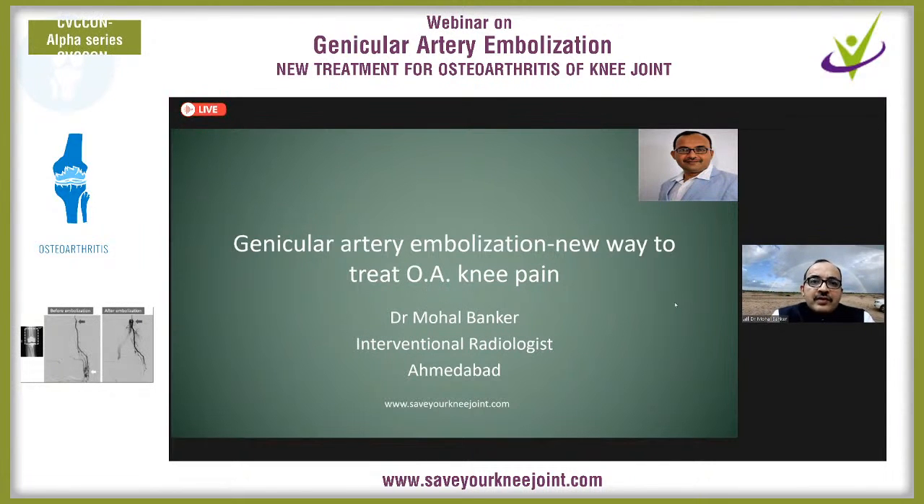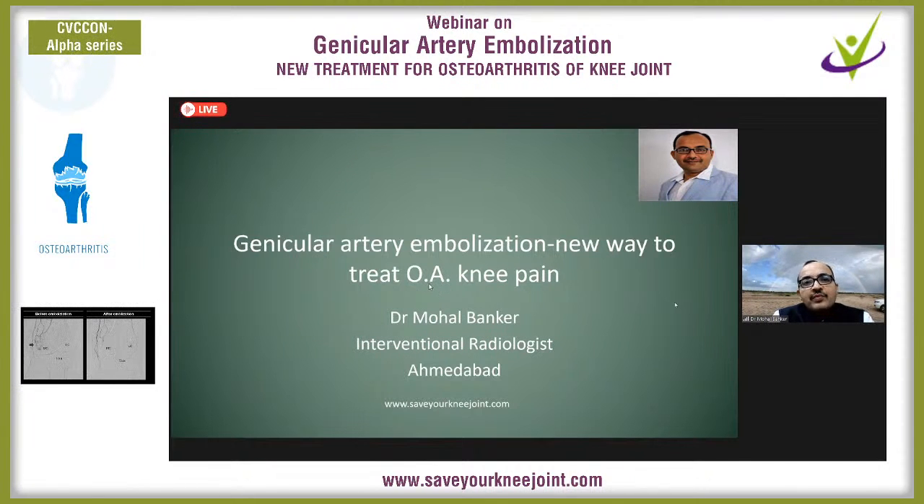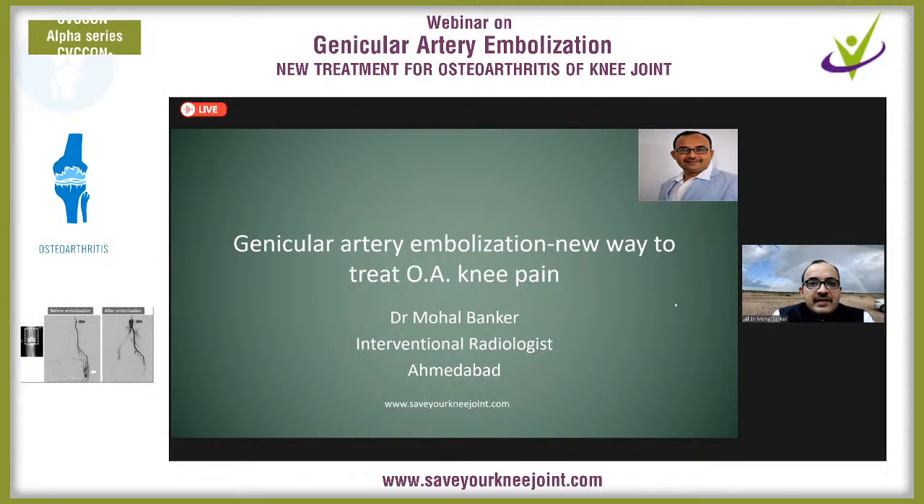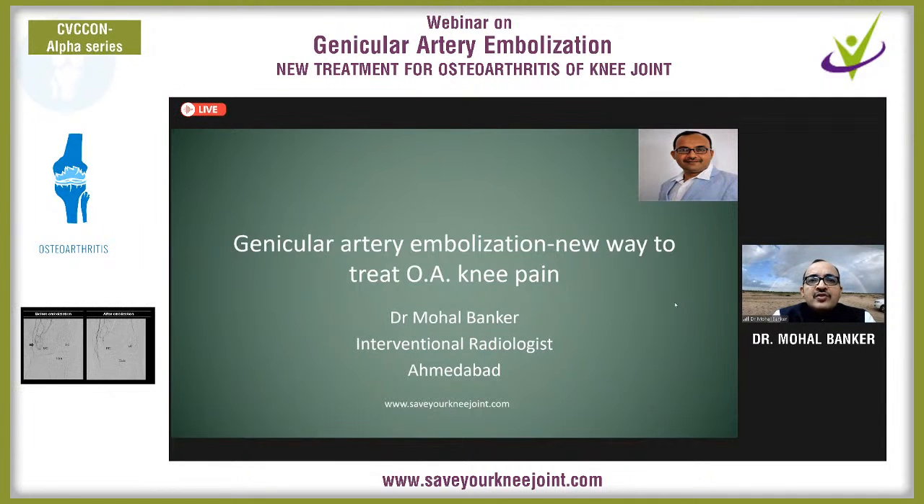Similarly, genicular artery embolization is going to help us prevent chronic inflammation in the knee joint and further damage to the underlying knee joint. So let's first understand how genicular artery embolization is helpful for osteoarthritis of the knee joint.